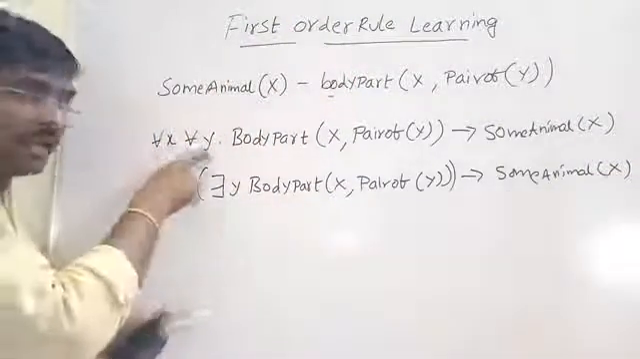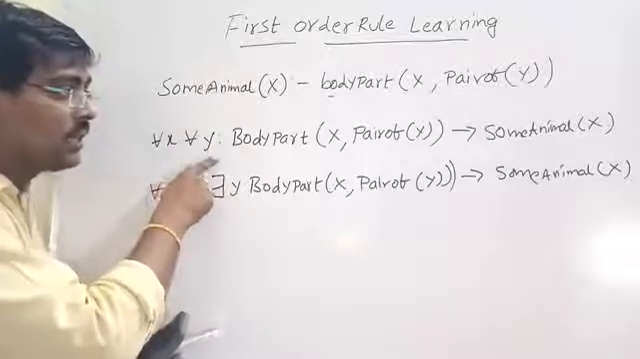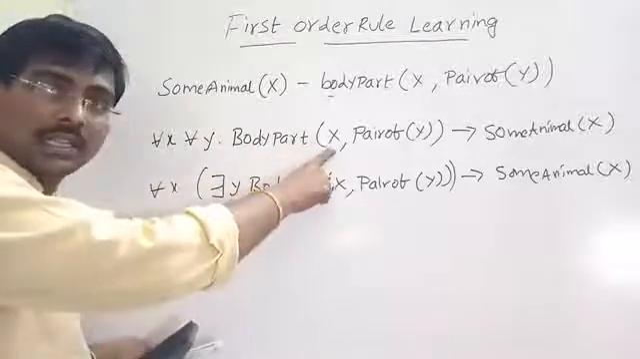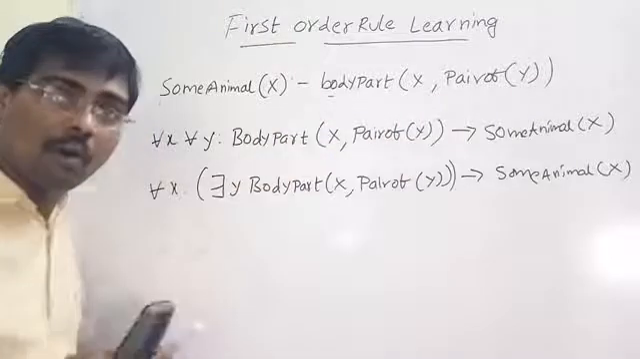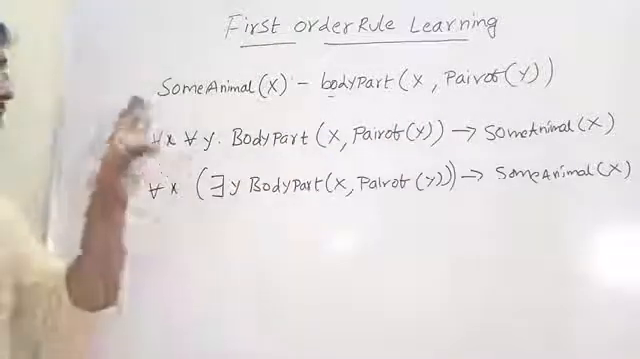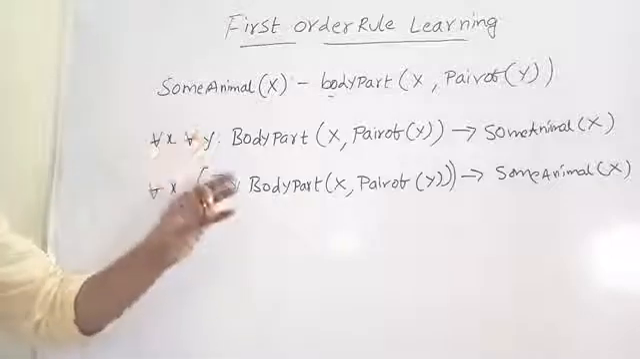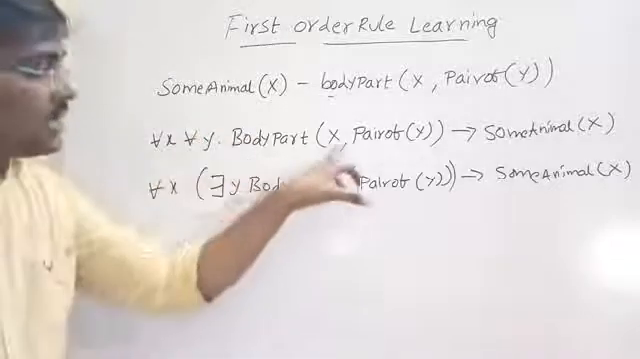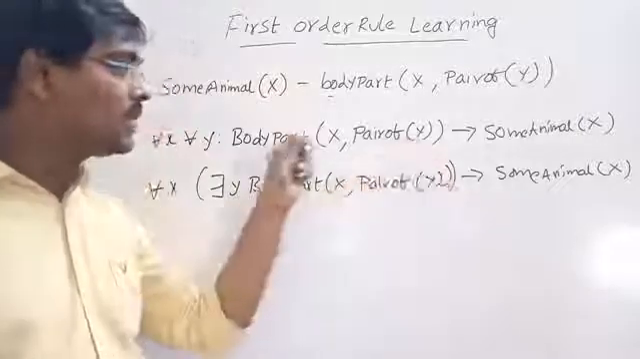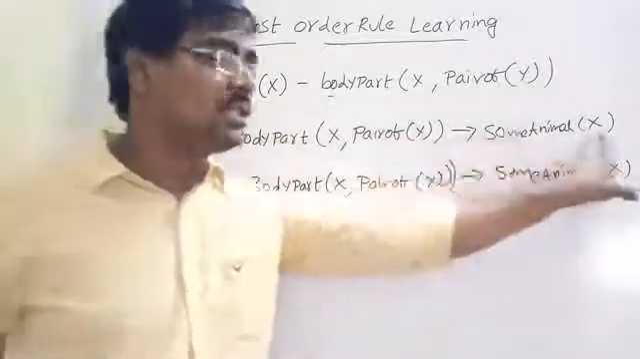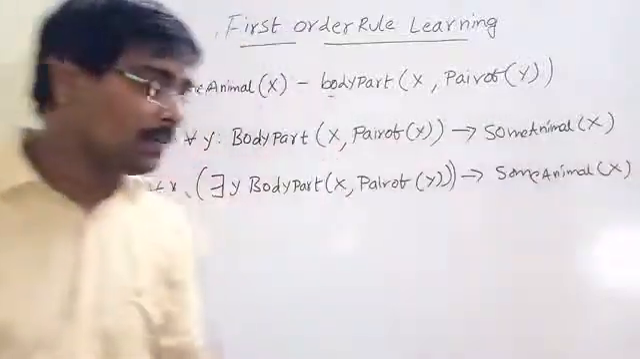For all x and y, if x has y as a pair of body parts, then x is some animal.